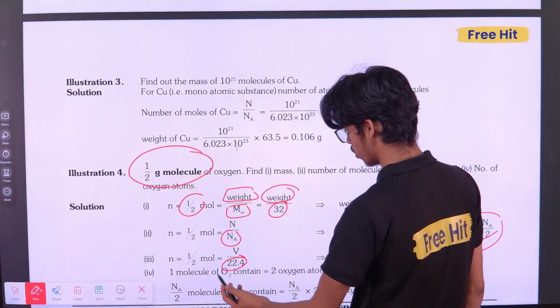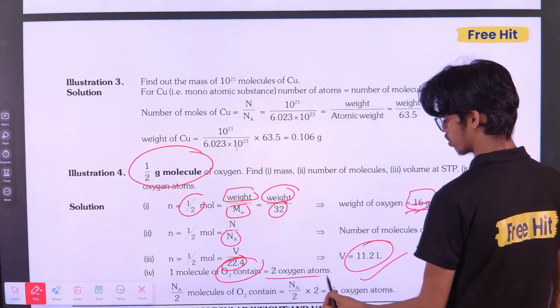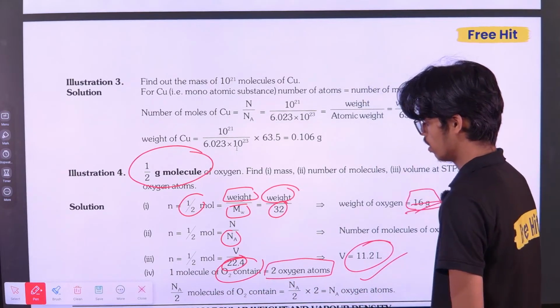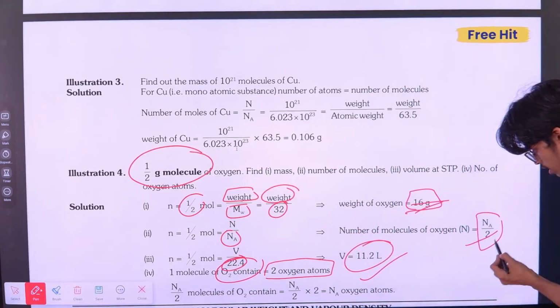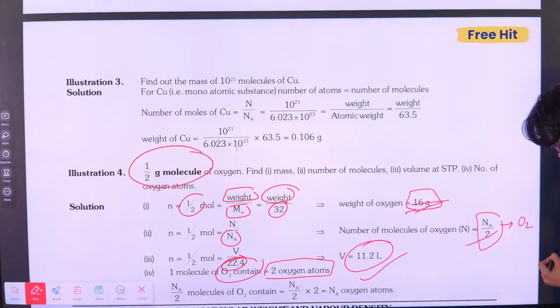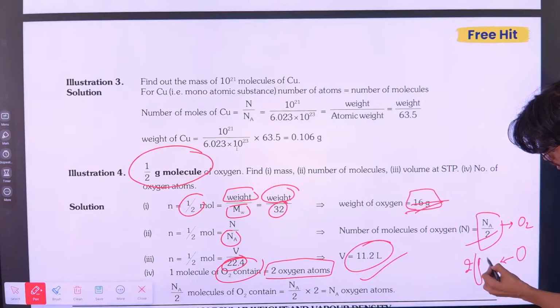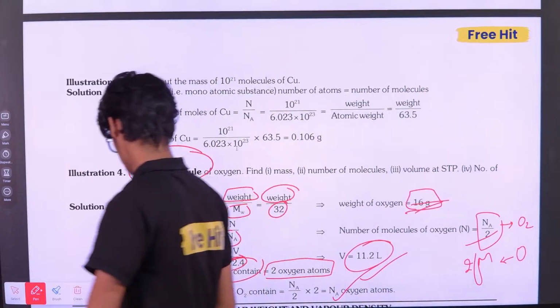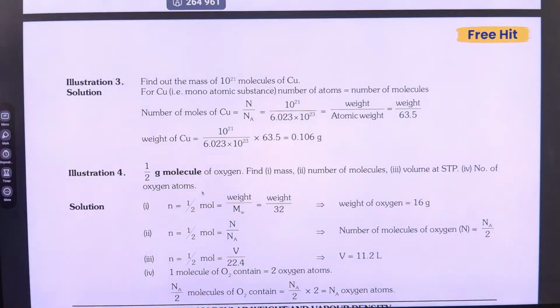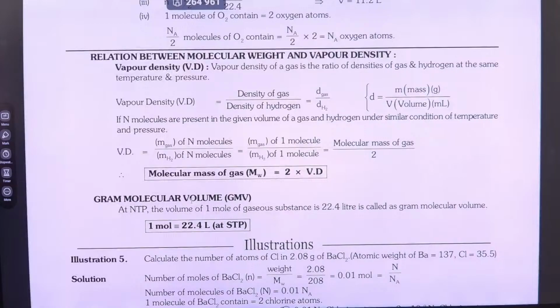And 1 molecule of oxygen contains 2 oxygen atoms. So if this is the number of oxygen molecules, then the oxygen atoms will be twice that. So 2 into Na by 2, that is Na itself. Understandable? This way the question was way too easy. Now let's go on, read our further concept.